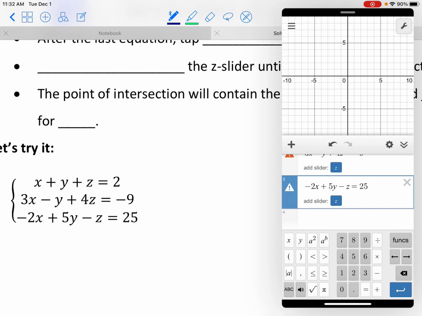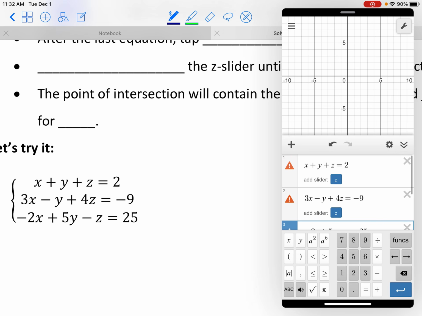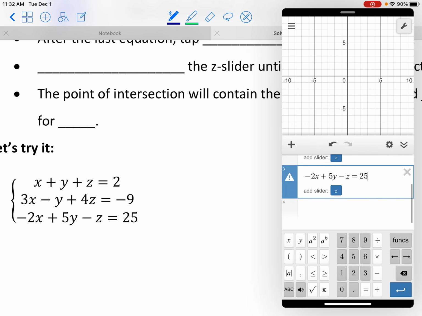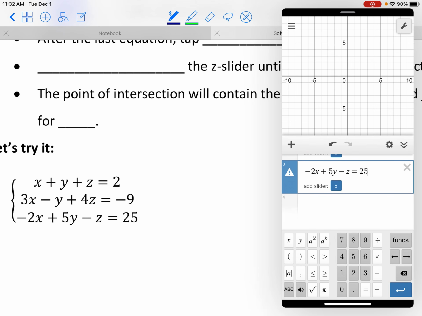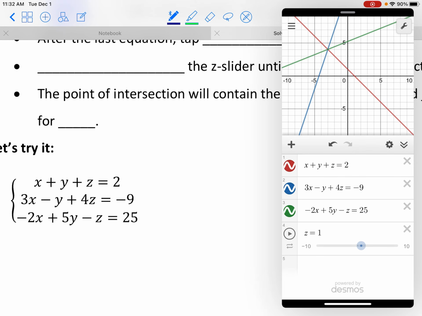Okay, so we've typed our equations in there. Now notice what happens at the end of the equations. It says to add slider. Now we don't want to do that every time, but we are going to tap add slider in the last one. And what that does is it picks a constant value for z. So if you see what's happening here, it's picked z equals 1, and that was pretty strategic there, but it picks a constant.